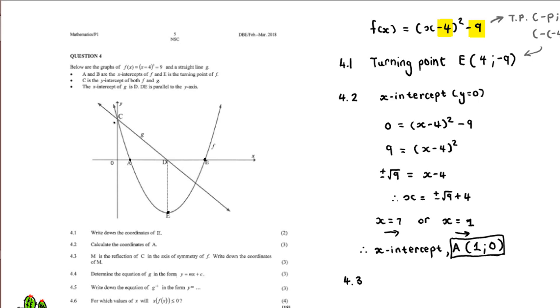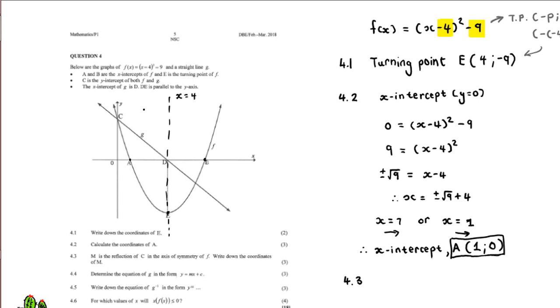That's the y-intercept of both your F graph and your G graph. And now they're talking about a point M. It's not labeled on this graph, but they tell you that it's a reflection of C about the axis of symmetry. So your axis of symmetry is going to be straight down the x value of your turning point. So that's your axis of symmetry. And since we've already figured that out, we know that x is equal to 4.